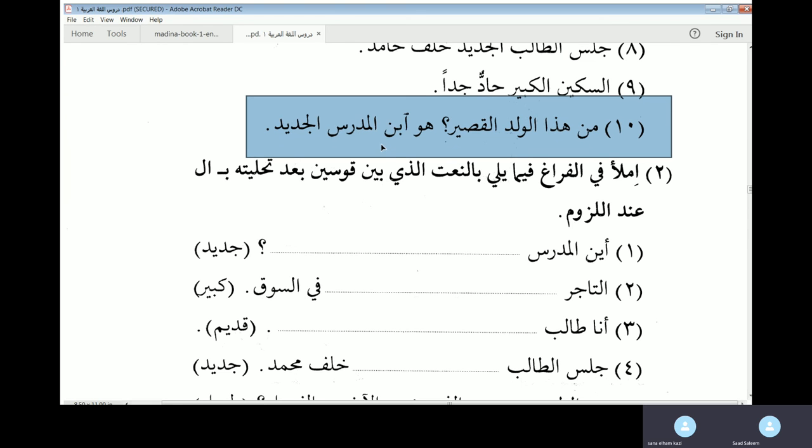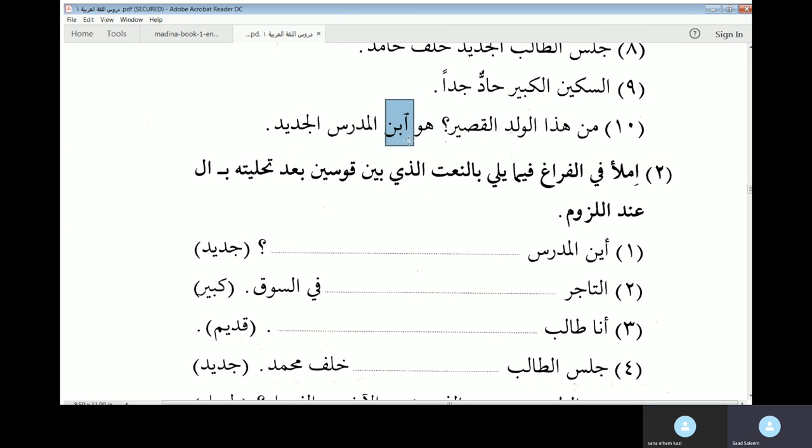Huwa ainul mudarrisul. Ainul mudarrisul jadidu. Wrong. Huwa ibnul mudarrisul jadidu. Huwa ibnul mudarrisul jadidi. Mudarrisu, it's not right. Mudarrisul, because it is muzaf ilay. So ibn is muzaf and mudarris is muzaf ilay.